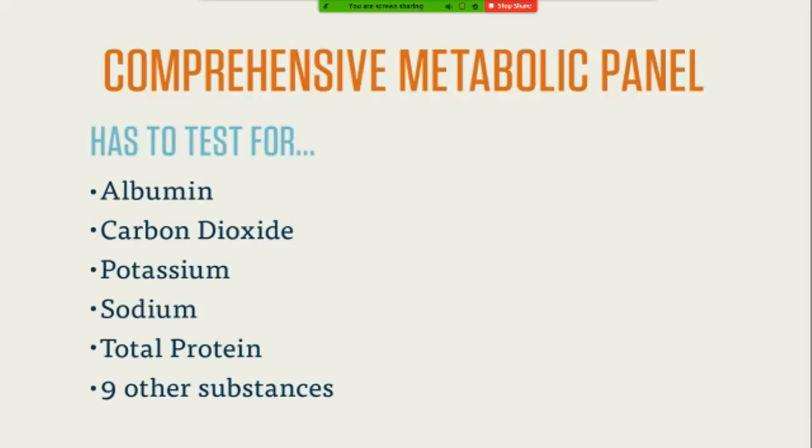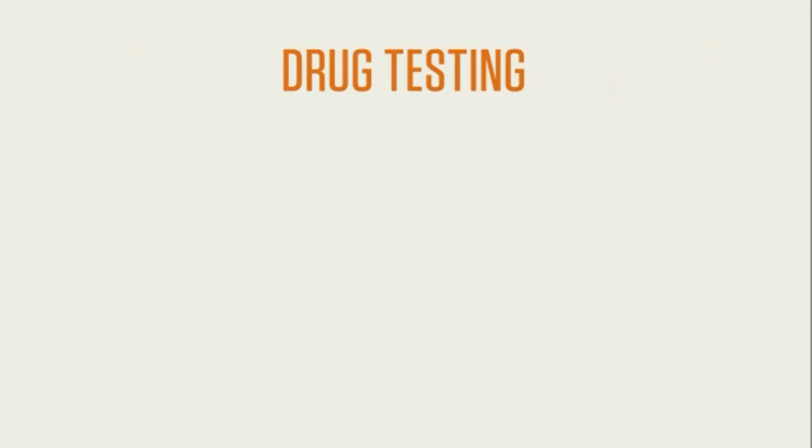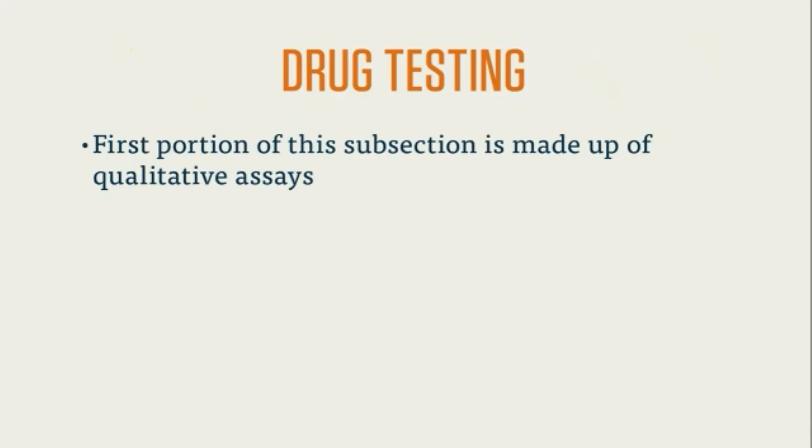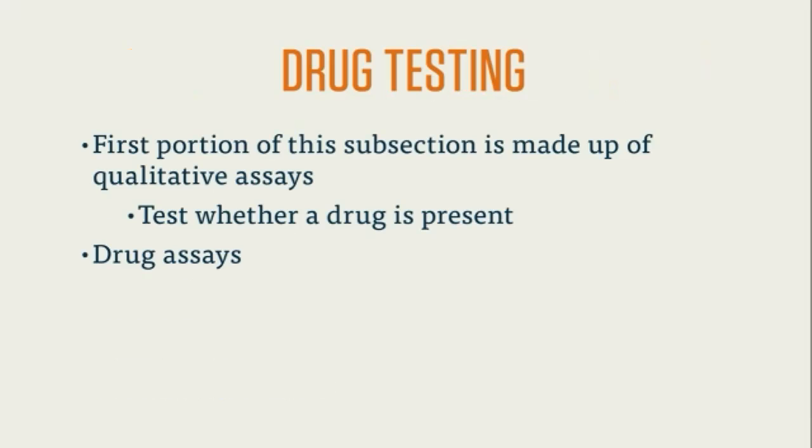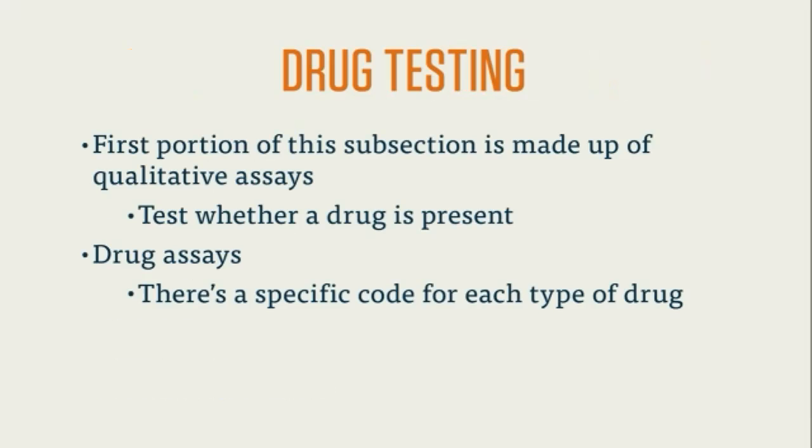What the panel requires depends on the system or pathology the panel is trying to determine. Up next is drug testing. The first portion of this subsection is made up of qualitative assays. They test whether a drug is present. Then there are drug assays. There's a specific code for each type of drug. These drug assay codes are all quantitative. How much lidocaine is in the system, for instance.